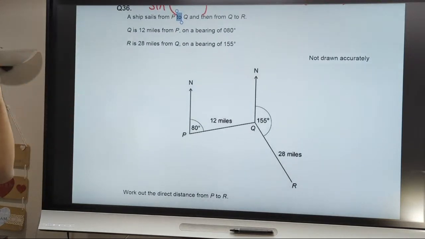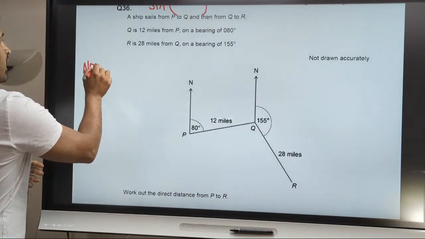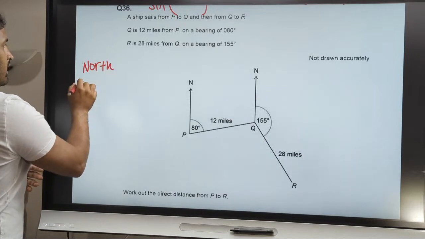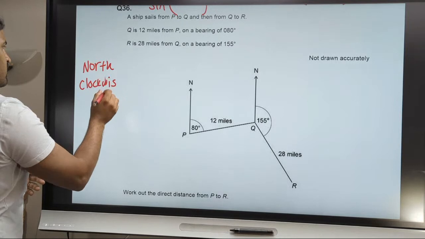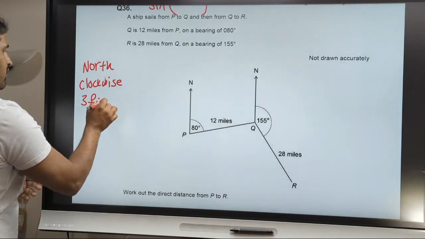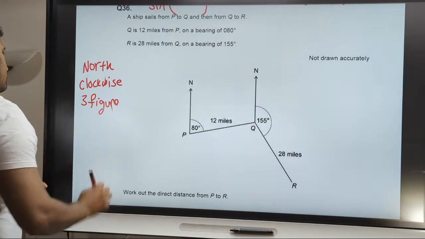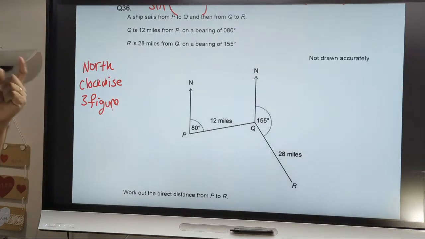Question 36, the bearings one. Okay, remember anytime you're working with the questions on the bearing, you need to be measuring your angle from the north line in the clockwise direction and write it as a 3 figure. Okay, that's the 3 things you need to remember when you're dealing with the bearings. Also make sure you remember where you're measuring from and to.